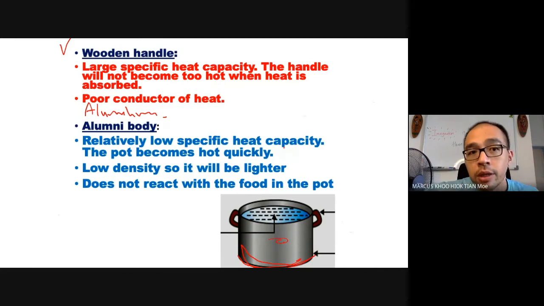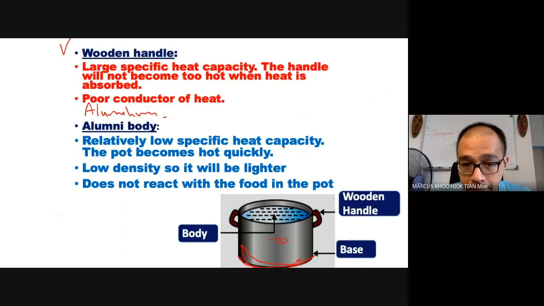For the handle, we want it to be a different material, wooden or plastic if you want, because we want things that have big specific heat capacity. Because a big specific heat capacity will take a long time to become hotter.